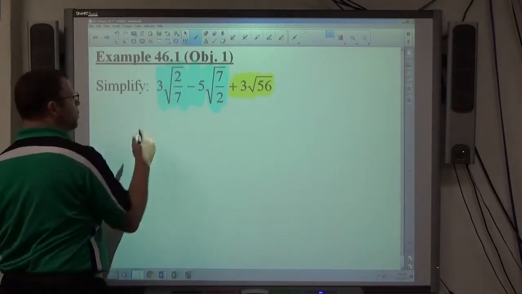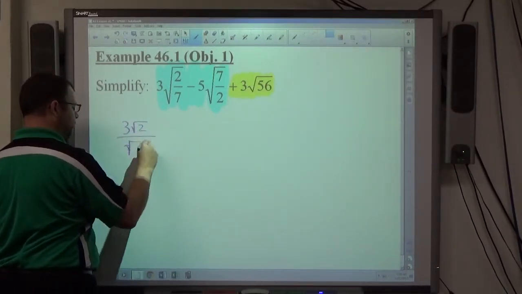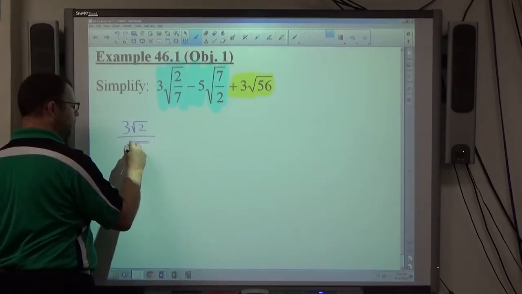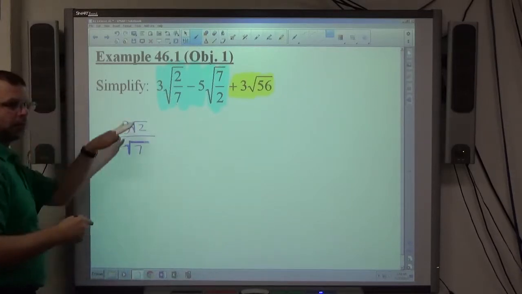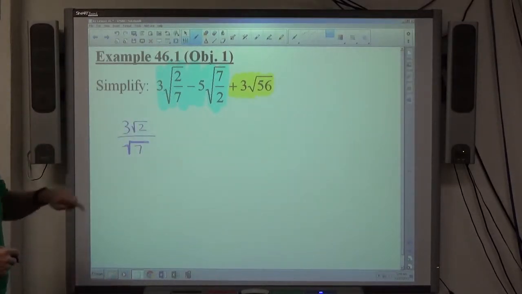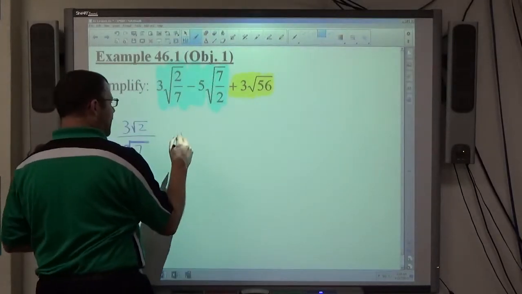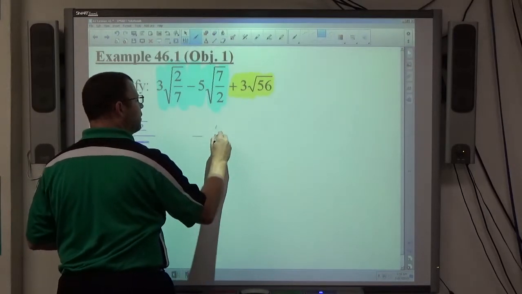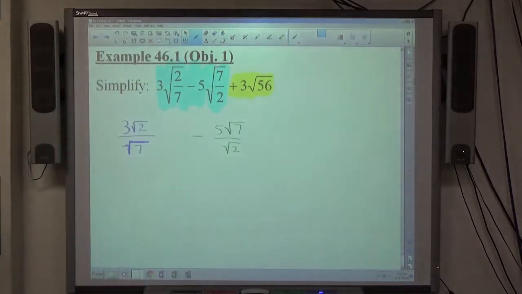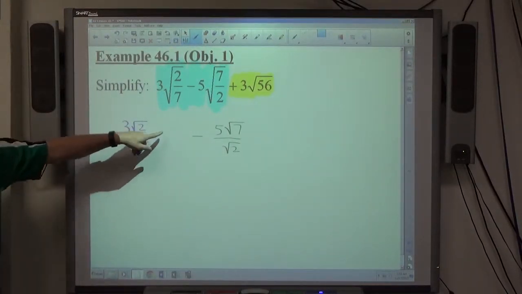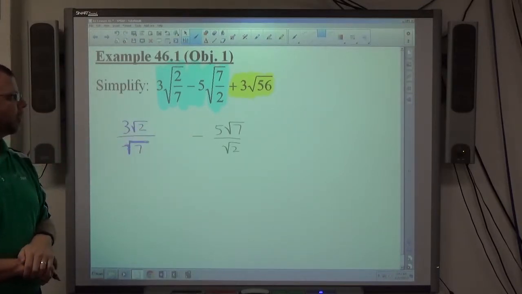So if we take a look at 3 times the square root of 2 sevenths, that's 3 times the square root of 2 over the square root of 7. The whole number 3 belongs in the numerator with the square root of 2. The square root of 7 belongs in the denominator. We split apart the fraction so that we have a radical on top and bottom individually. Then I put a minus sign, and then 5 times the square root of 7 halves splits apart into 5 times the square root of 7 over the square root of 2. I left myself a gap here to allow for simplification of the blue term. I'm going to leave myself a gap to allow simplification of the green term.